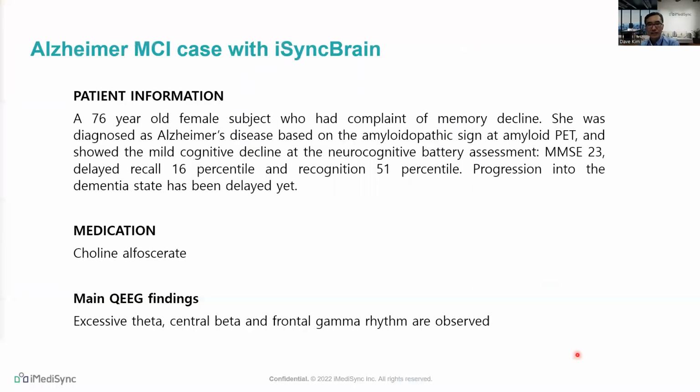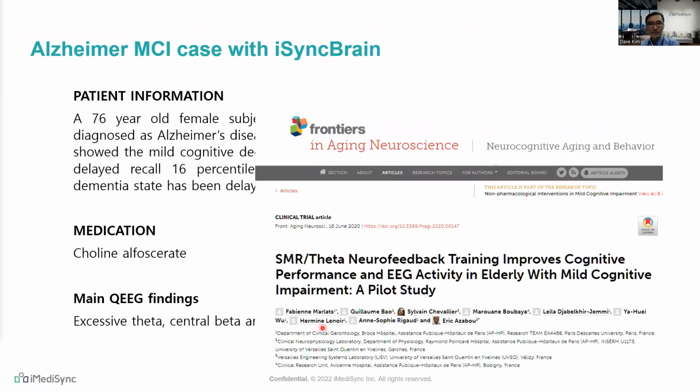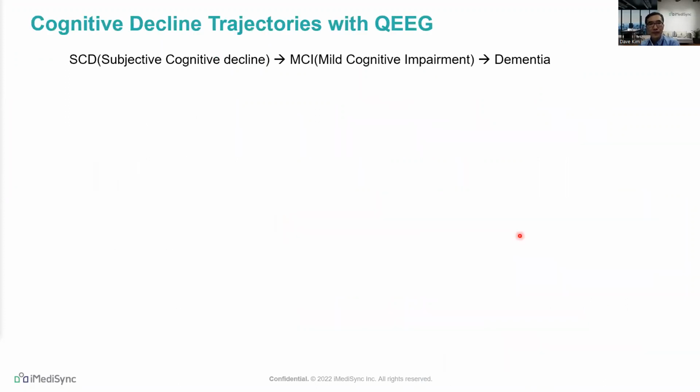And recently we can see this kind of clinical study, SMR enhancing and theta suppression neurofeedback training improve the cognitive performance. Recently published in the Aging Neuroscience in Frontiers journal. I'd like to briefly show the three different QEEG cases using independent component during cognitive decline trajectory from SCD to MCI to dementia.